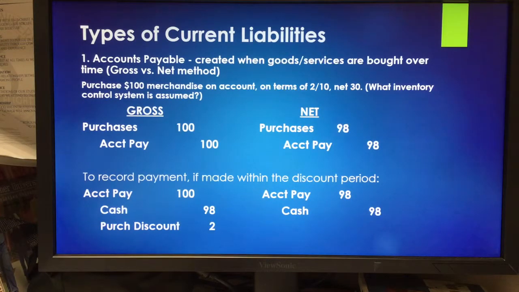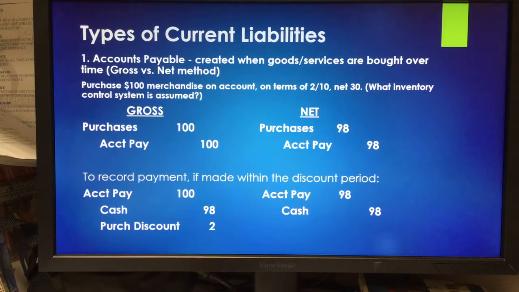Now, by the way, going back to the original question, what inventory control system is used, the answer is we're using the periodic inventory system. Were we using a perpetual inventory system, we would be debiting inventory wherever we've got purchases here. By the way, down below, when we make the payment under the gross method, we're not really paying the full $100, though we have recorded that purchase at $100.